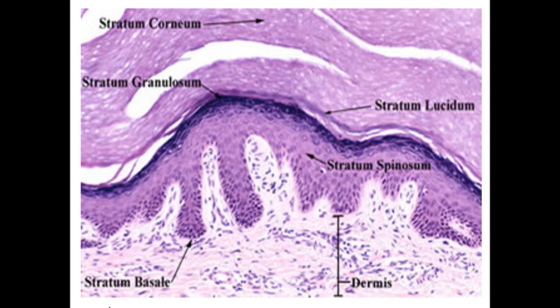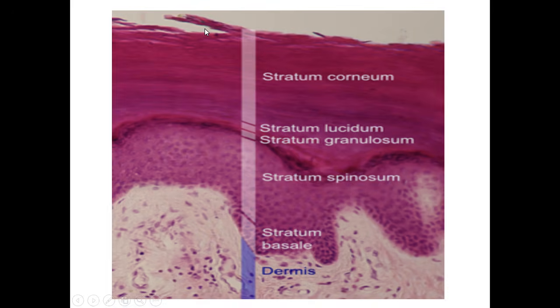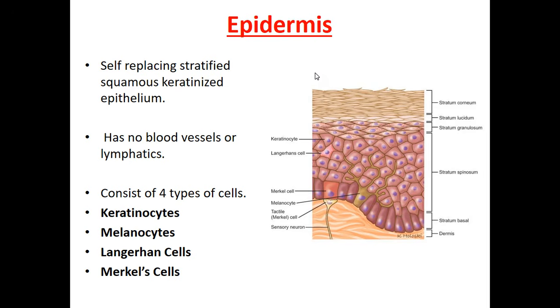Here in the diagram we can see all the layers in the epidermis as well as in the dermis. We can see stratum basale, stratum spinosum, then granulosum, then lucidum, and the superficial-most is called the stratum corneum. Again in this diagram we can see the different layers of the dermis and epidermis, and in the epidermis the superficial stratum corneum, which has to be shed ultimately, the scale layer.